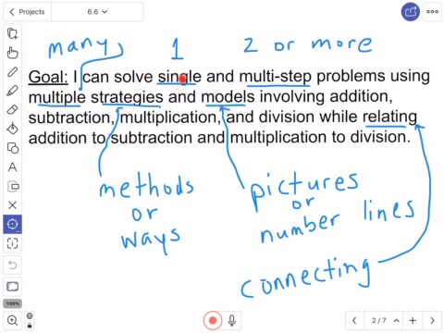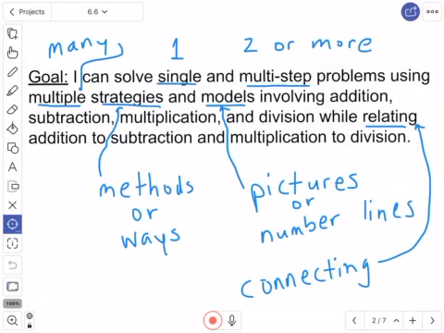Remember that single means one step, multi-step means two or more, and multiple means many. Strategies means methods or ways to solve. And models means pictures or number lines. We've been using a lot of comparison bars especially. And the other part here that you're going to be reading is relating, which means connecting.